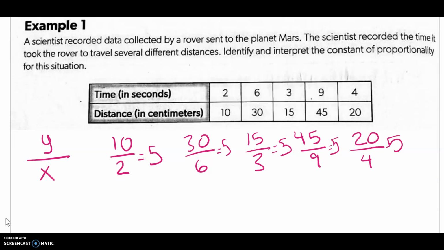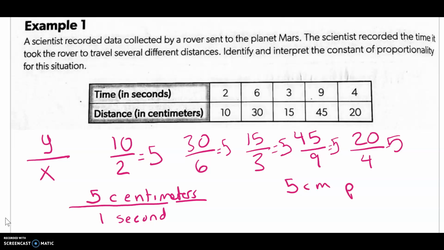So we know that the unit rate is 5 centimeters for every 1 second. In other words, 5 centimeters per second. So to answer the question, the constant of proportionality, also known as the unit rate, is 5. It represents the rover speed, which is 5 centimeters per second.